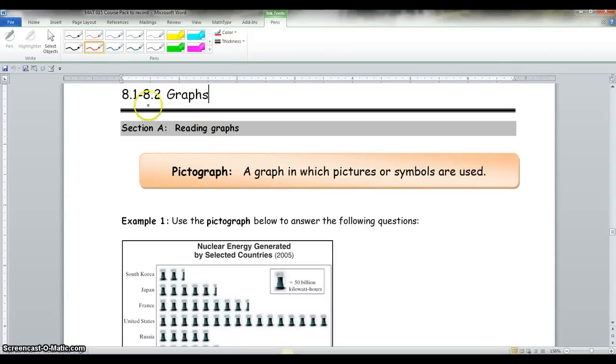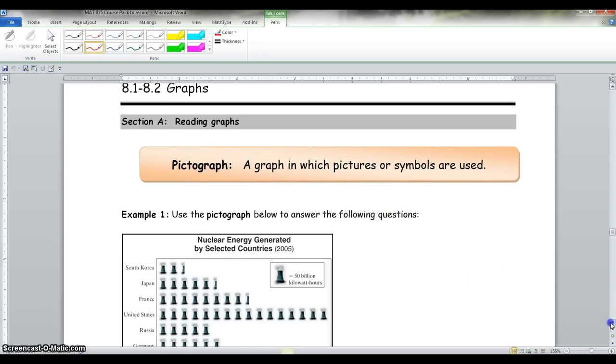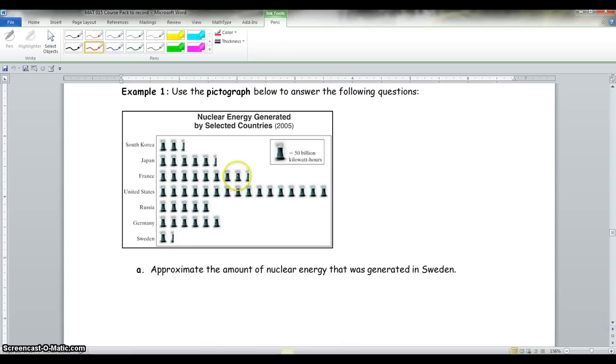Okay, class, now we start sections 8.1 through 8.2, graphs. Reading graphs. We have a picture graph, a graph in which pictures or symbols are used. Example 1. Use the picture graph below to answer the following questions. Now, this is nuclear energy generated by selected countries.